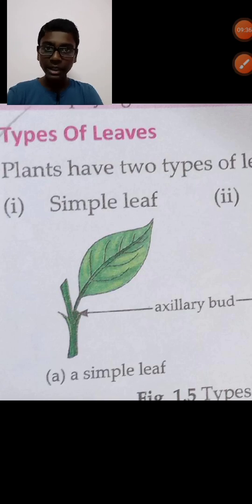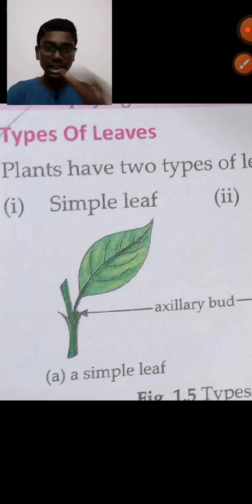The first type of leaf is the simple leaf, and its definition is that it has a single lamina. A leaf with a single lamina is called the simple leaf. I repeat, a leaf with a single lamina is known as the simple leaf. Over here the axillary bud is present at its axil.